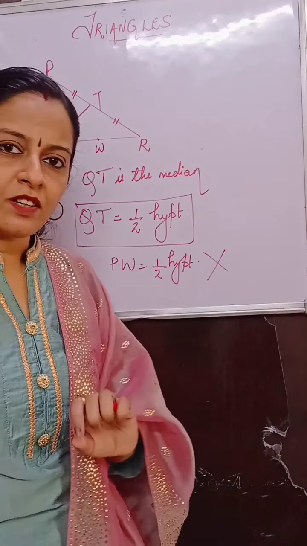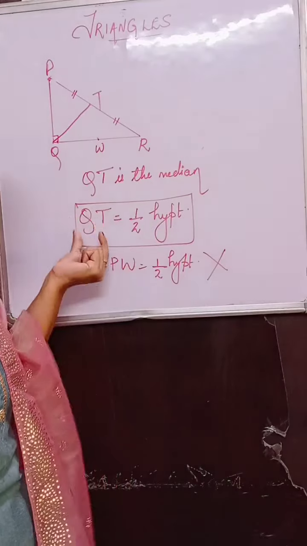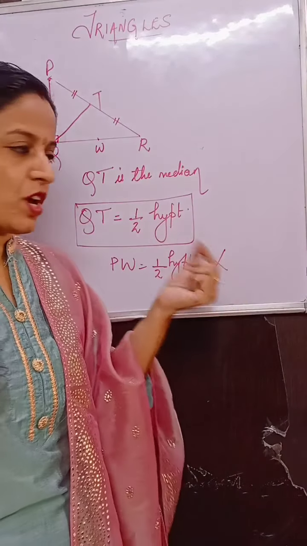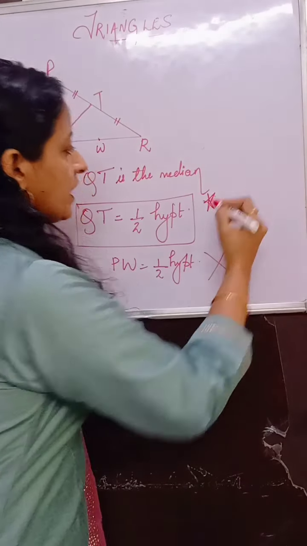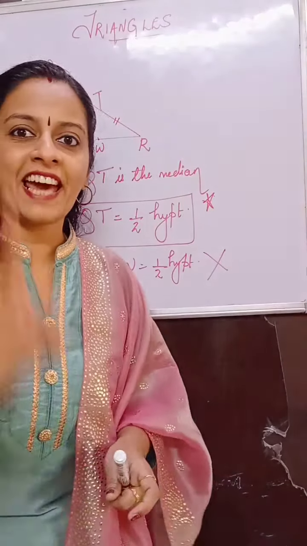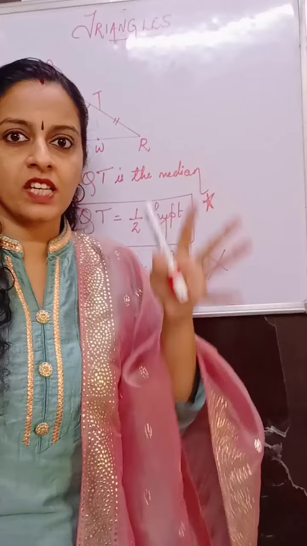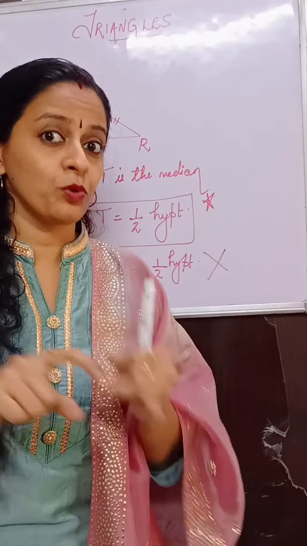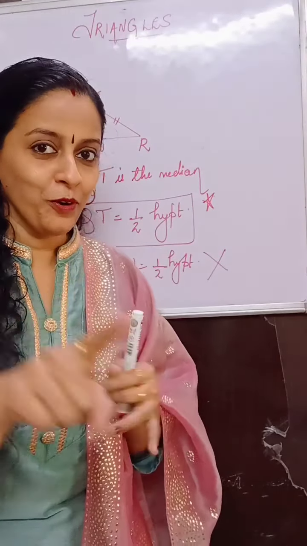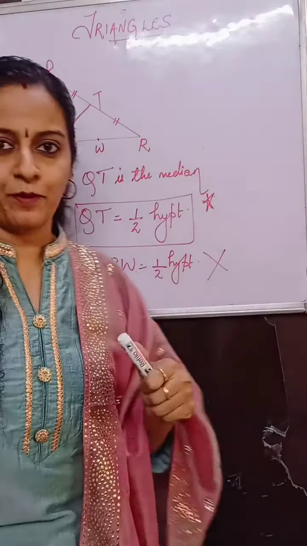When you have a median drawn on the hypotenuse, that median is half of the hypotenuse. Very, very important property that we will be using. And guarantee sums are asked from this property. Okay, because students get confused. Will it be root 3 upon 2 or 1 upon root 2? No, it is half of the hypotenuse.